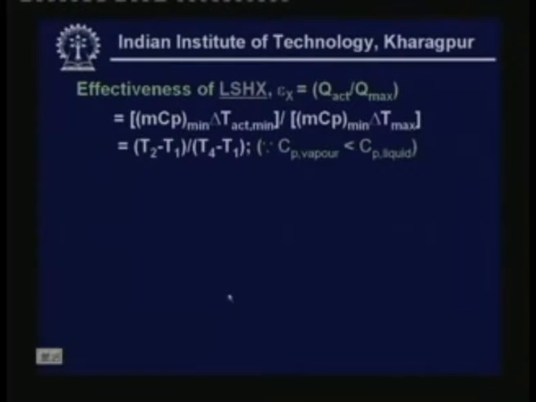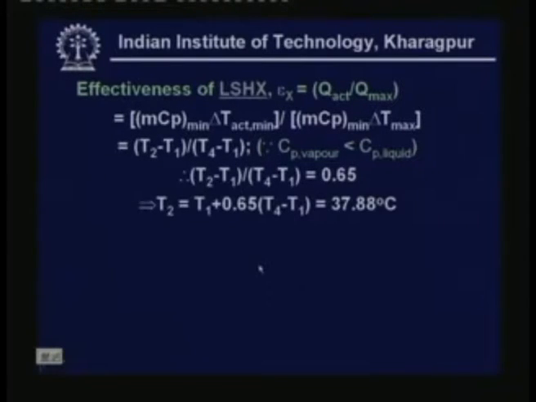So, that is what is done here. The effectiveness is given by (T2 minus T1) divided by (T4 minus T1). This is equal to 0.65 as given in the input. So, from this you find that T2 is equal to T1 plus 0.65 into (T4 minus T1), which works out to be 37.88 degrees centigrade.